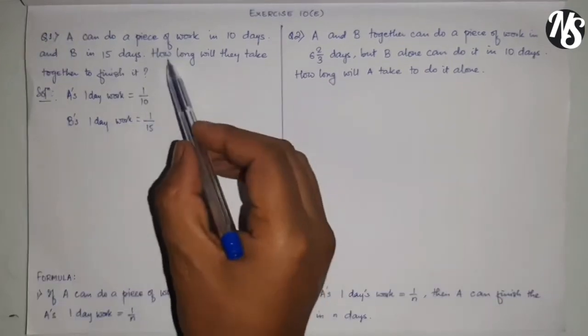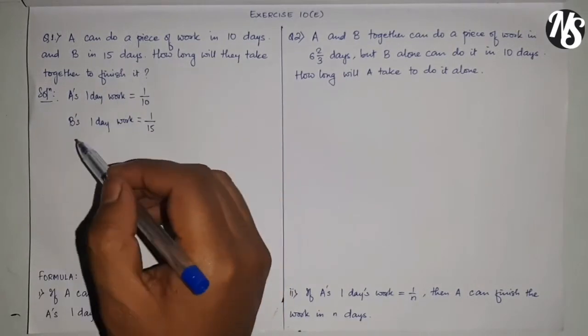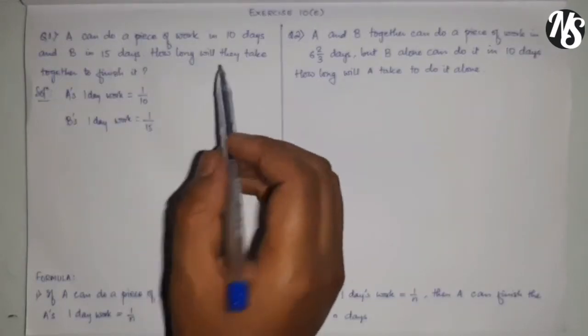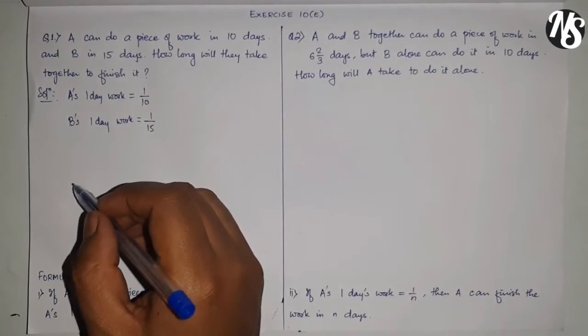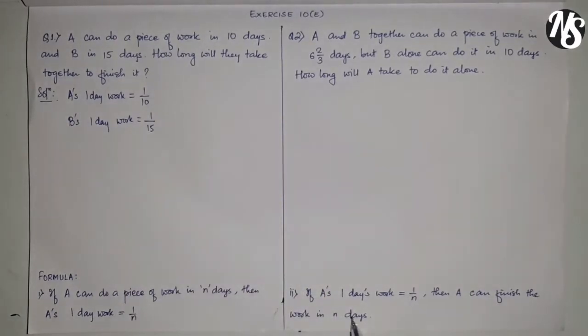Now how long will they take to finish it together? That's what the question is saying. If A and B work together, how long will they take to complete the work? That's what the question is asking. They are asking in how many days the work will be done. That is, A can finish the work in n days, but in place of A we have this time A plus B. For that, we have to find how much work will be done in one day if they work together.